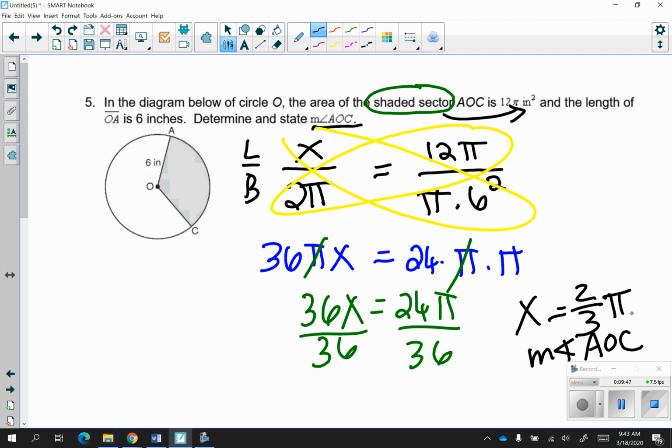Could I also do this problem in degrees? I could, and I would get 120 degrees.